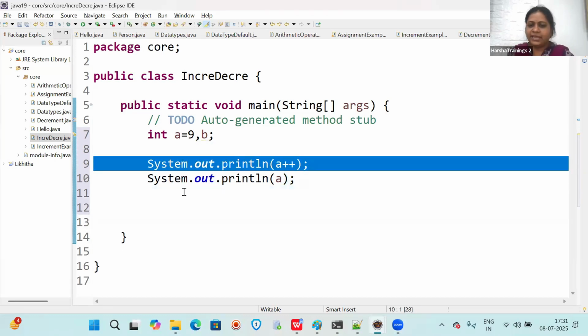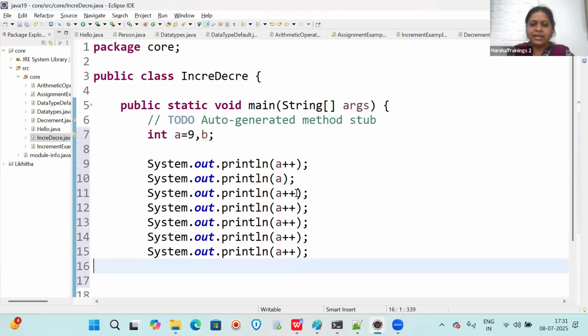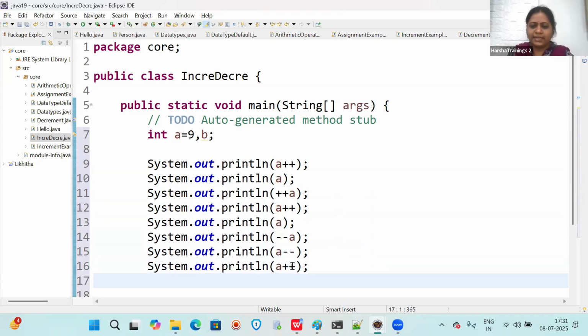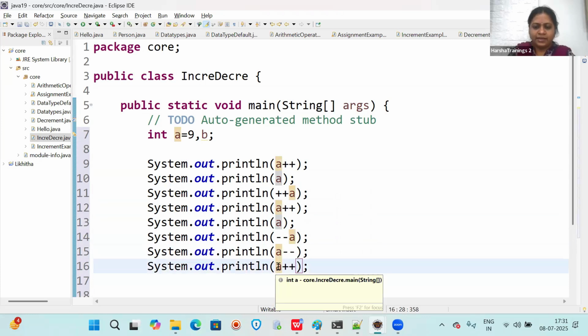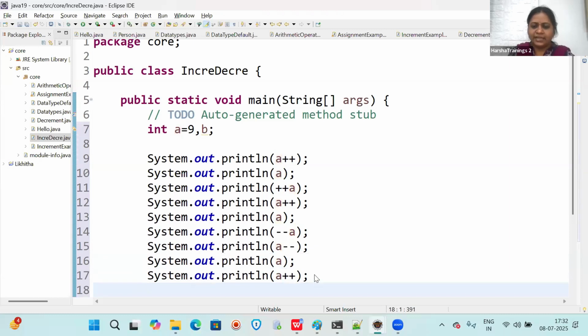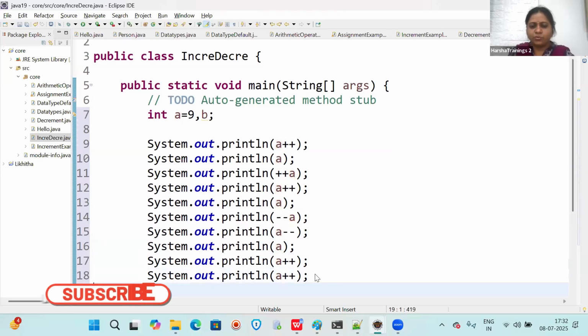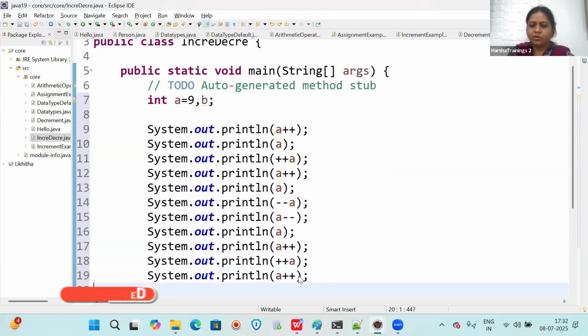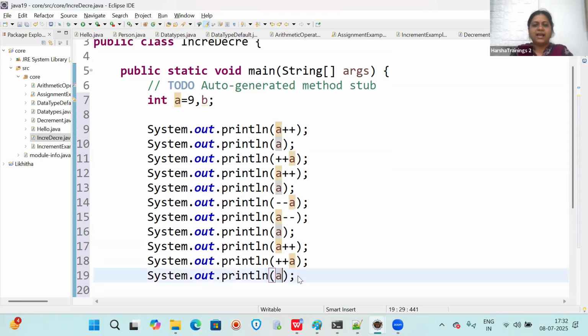So now again system.out.println, I will write multiple times. You have to guess the answer. And now here I will be writing plus plus a and a plus plus and then a, and here minus minus a and a minus minus, and again system.out.println a, and again system.out.println a plus plus and system.out.println plus plus a, and finally system.out.println a. So what are the answers for this?